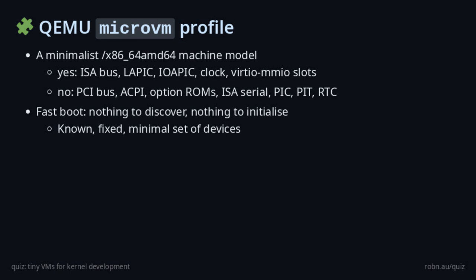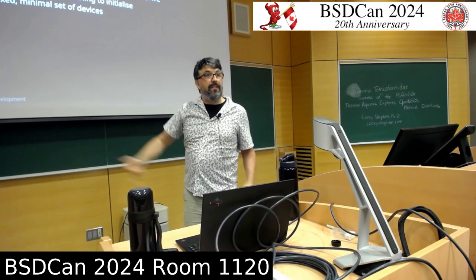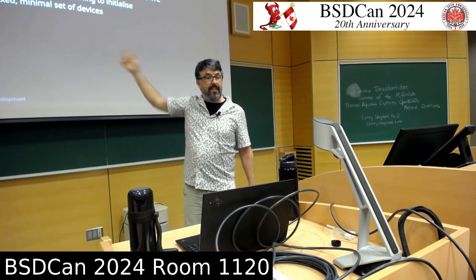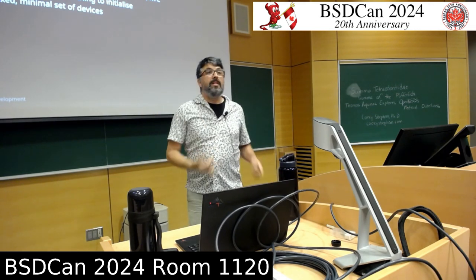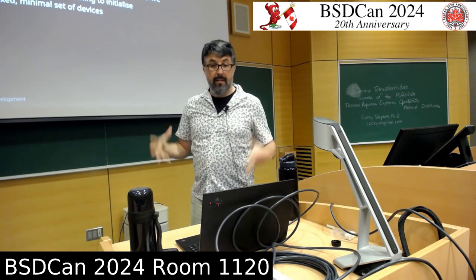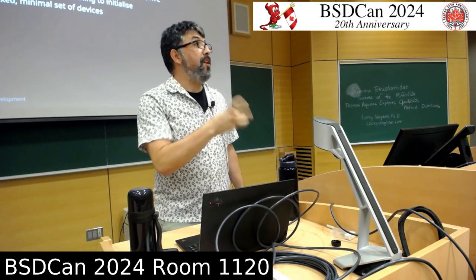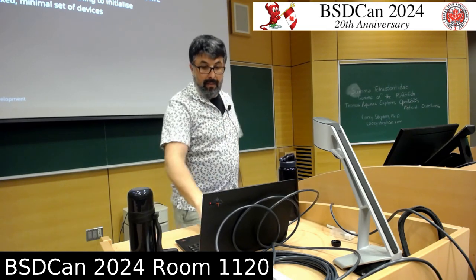The good thing about all this is that because there's nothing to initialize, it boots really fast. And because you know exactly what it's got in there, you can build a kernel that only supports that. The kernels I build for this don't have PCI support, so they don't need to do PCI enumeration, which costs time. And so it goes all the way down. Because you've got a fixed set of, hang on, we get into that, don't we?